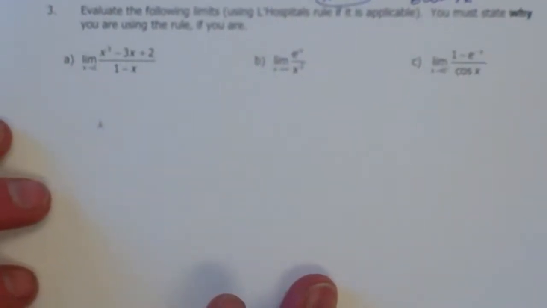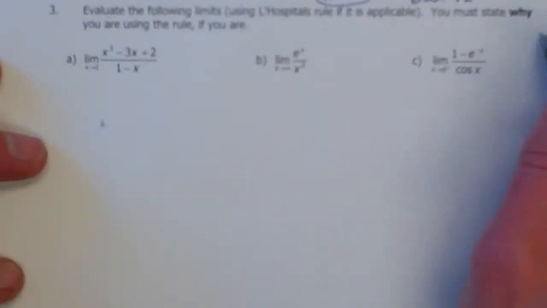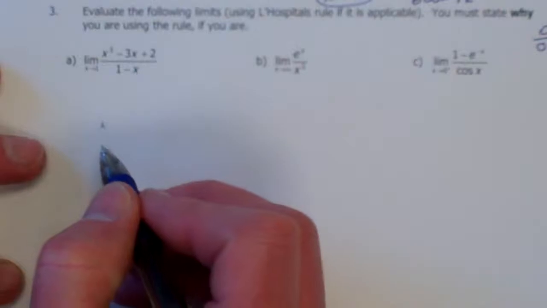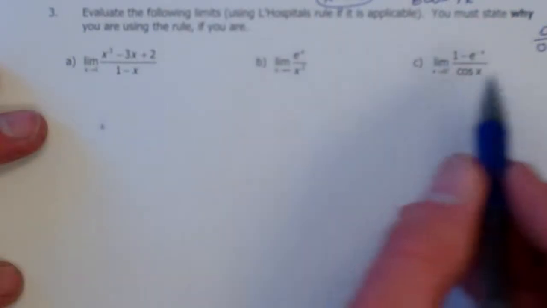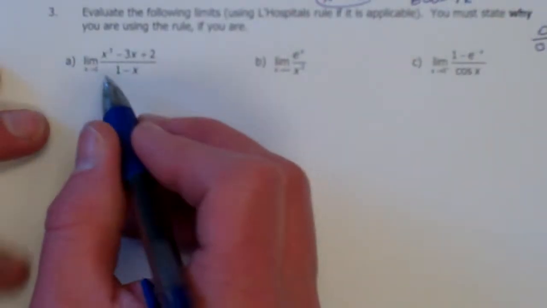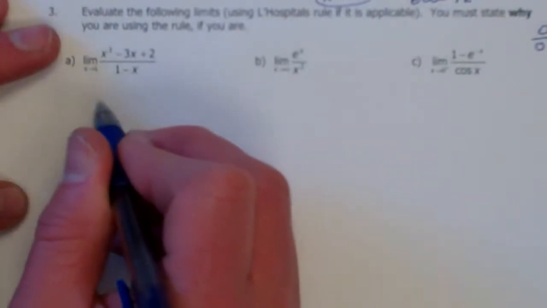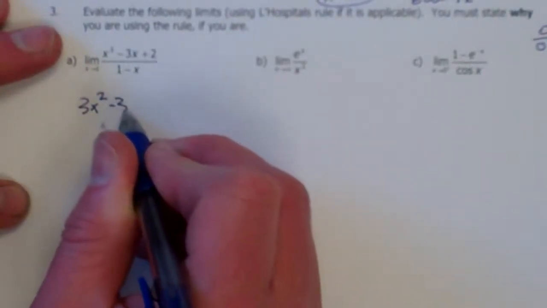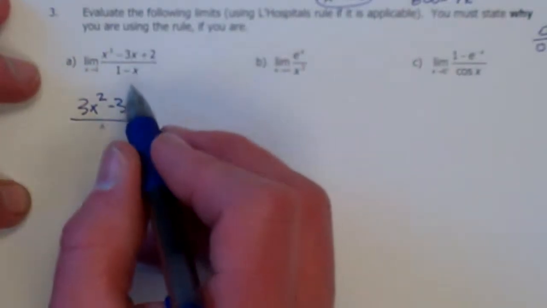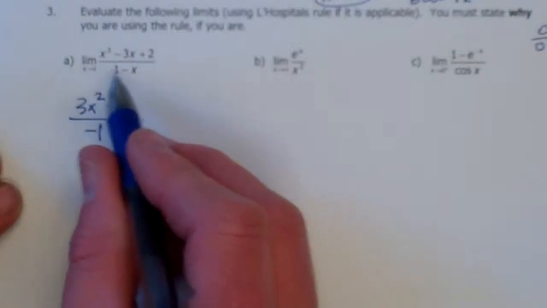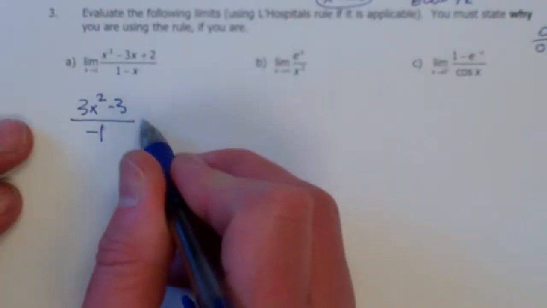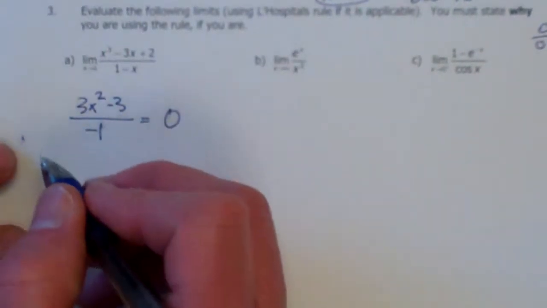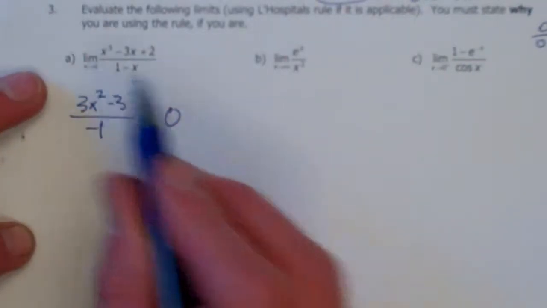Alright, on to L'Hopital's rule. We use that when we get 0 over 0 or infinity over infinity on a limit. So this is approaching 1. If I plug 1 in, I get 0, and I get 0. So this is a case where I want to use L'Hopital's rule. I take the derivative of the top, and I get 3x squared minus 3 over, then when I take the derivative of the bottom, minus 1. And as x approaches 1, I get 3 minus 3 is 0. So after taking the derivative and plugging in 1, I will get 0 as my limit.